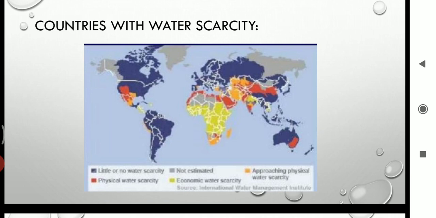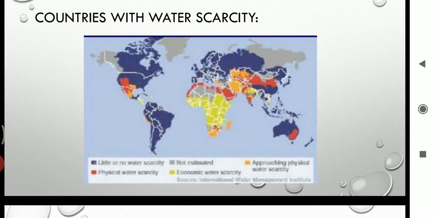Then the orange color indicates approaching physical water scarcity. Then red is physical water scarcity. Then the yellow is economic water scarcity. These are some of the schematic indications of water scarcity at the world level.